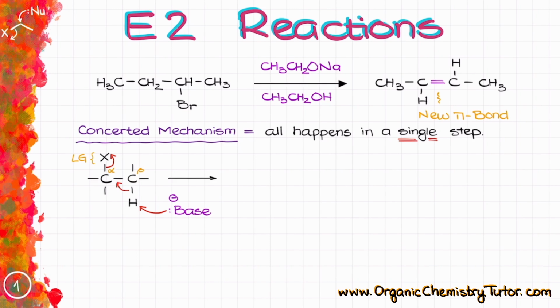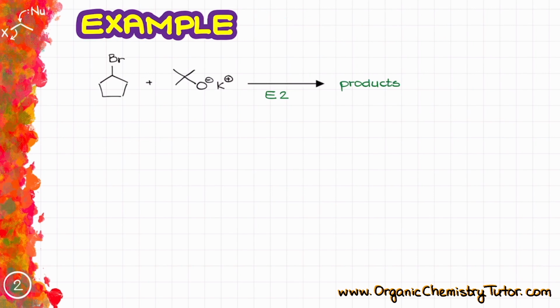Then, as my base is pulling off the proton, this will trigger a cascade of the electron density which will displace my leaving group from the molecule. Importantly, this all happens in one step, so as I've mentioned before, we are not going to form any intermediates here. And as a result, I'm going to see the formation of a new pi bond between the alpha and the beta atoms.